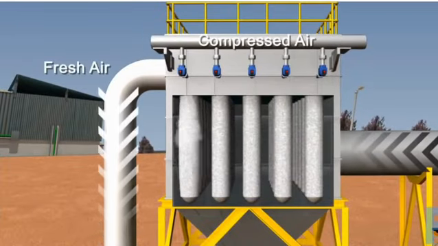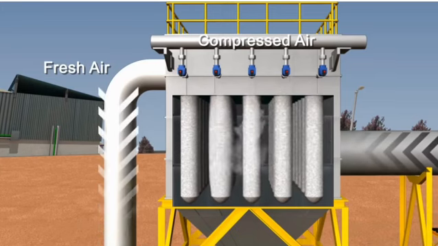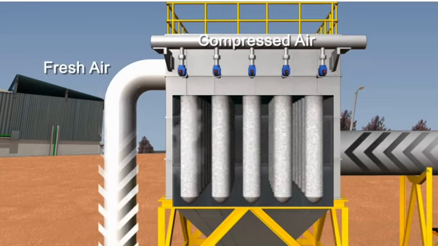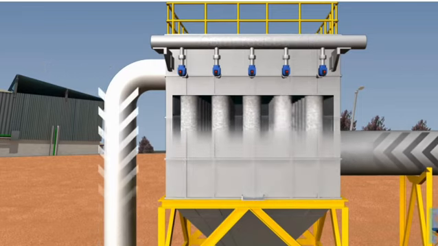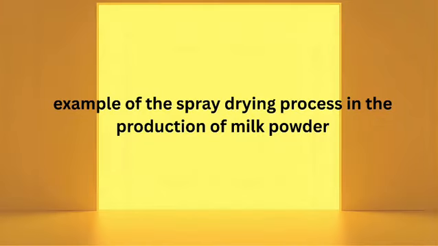Spray drying is not just food processing. It's science at work, making our food safer, more convenient, and longer lasting. Truly, it is one of the most important innovations in modern food technology. Here is an example of the spray drying process in the production of milk powder.